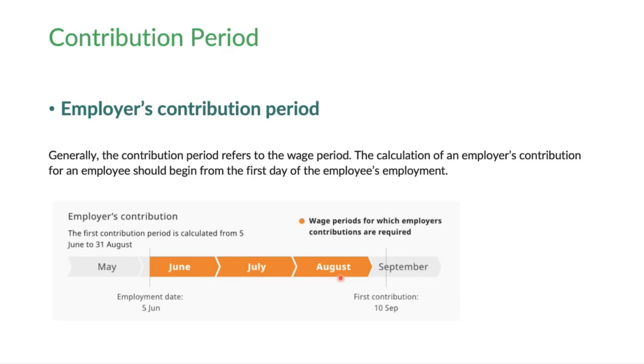Here we are talking about the employer's contribution. The employment date is on the 5th June. So from 5th June onwards, for the June month period, the contribution will take effect. That would be 5% of the wage which the employee has earned for that month. So from the 5th of June, it will start contributing for the employer's contribution.